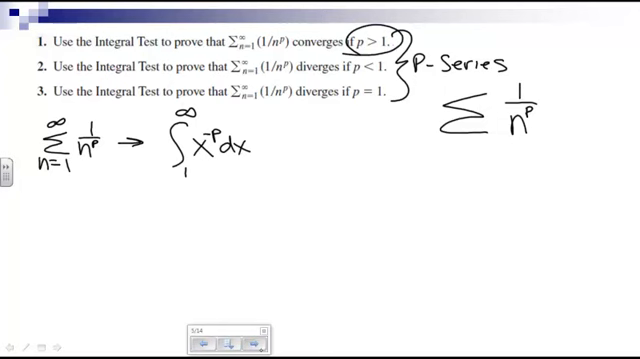The integral of this expression ends up being add 1 to negative p, and you end up with x to the 1 minus p over 1 minus p evaluated from 1 to infinity.